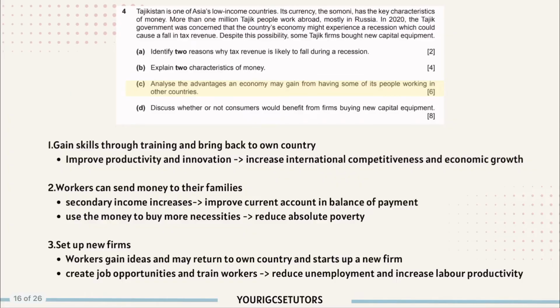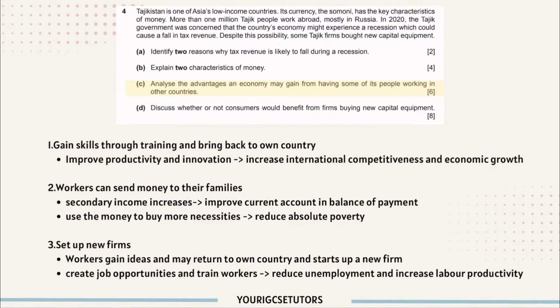C. Analyze the advantages an economy may gain from having some of its people working in other countries. Okay, first, they can gain skills through training and bring them back to their own country. So imagine a local worker, they work in a foreign country and they come back. So the skills they gain, they can use to work for the local firms. This improves the productivity and innovation for the local firm.